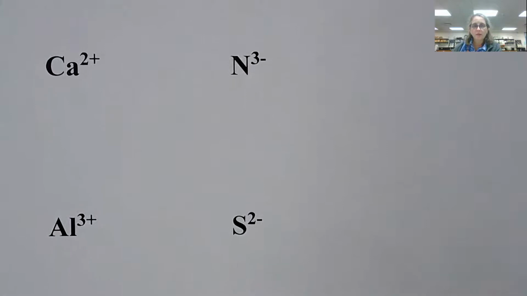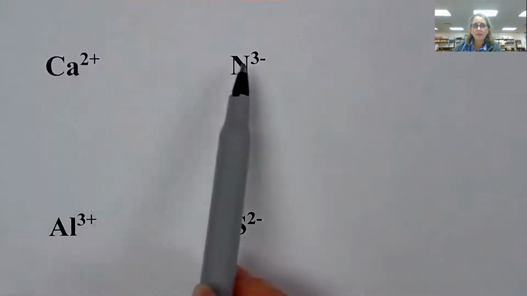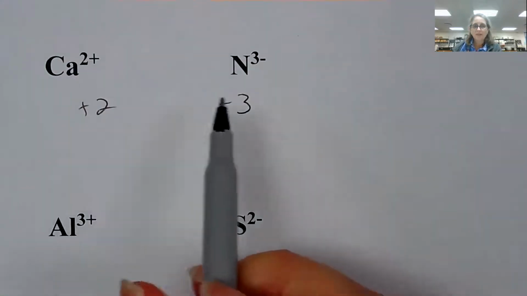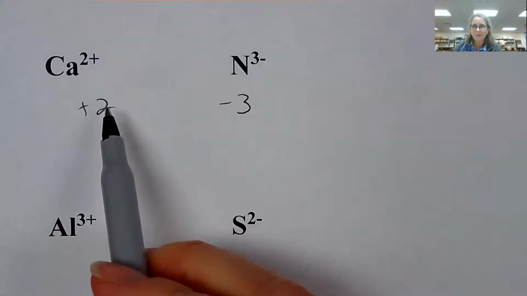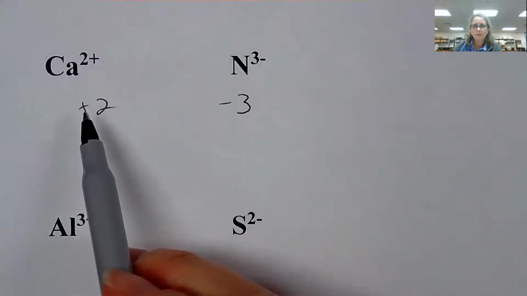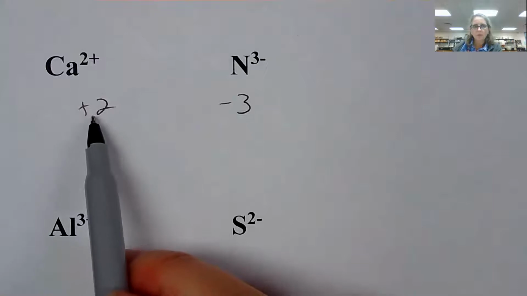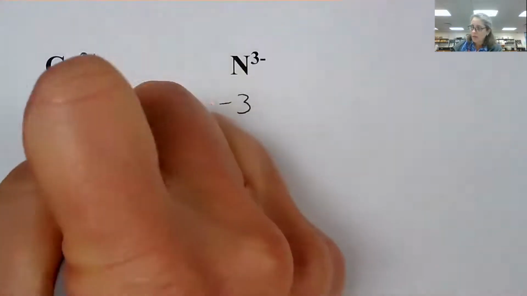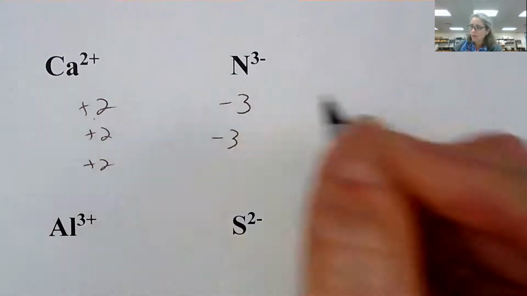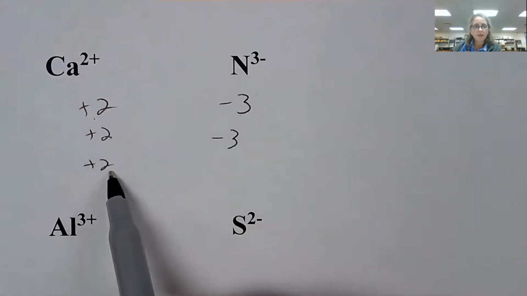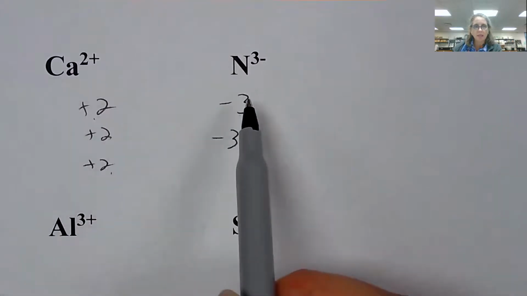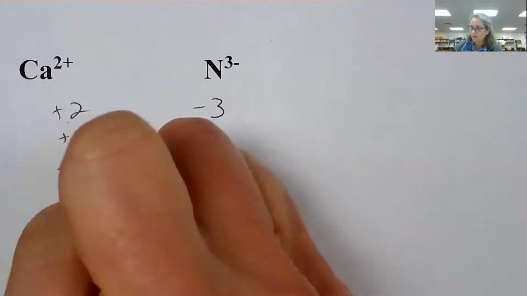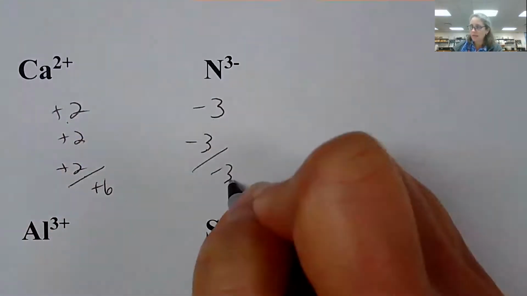Where it gets more interesting is what if I have a +2 and a -3? I can't just take more of the calcium because that won't get me to 0. So what number do 2 and 3 have in common? 6. So I have to get this to 6. Essentially I need 3 of the calciums at +2, and I need 2 of the nitrogens at -3, because this will give me a +6, and this will give me a -6.